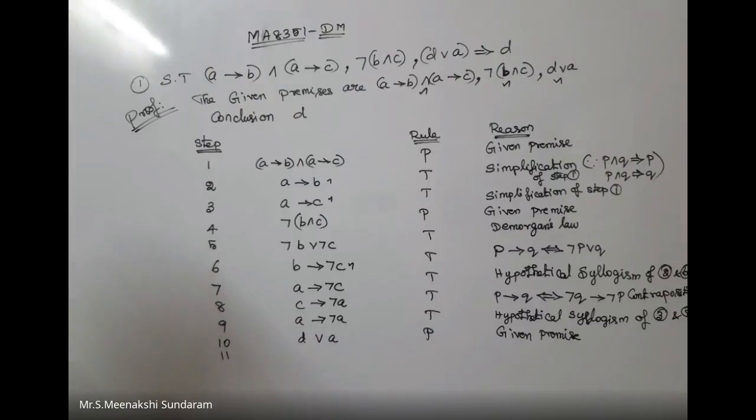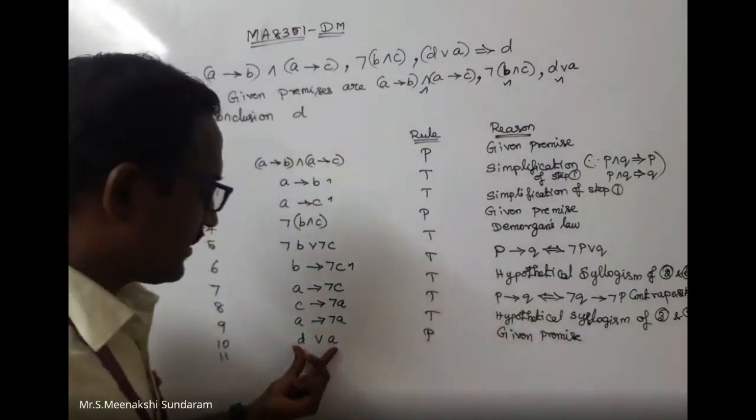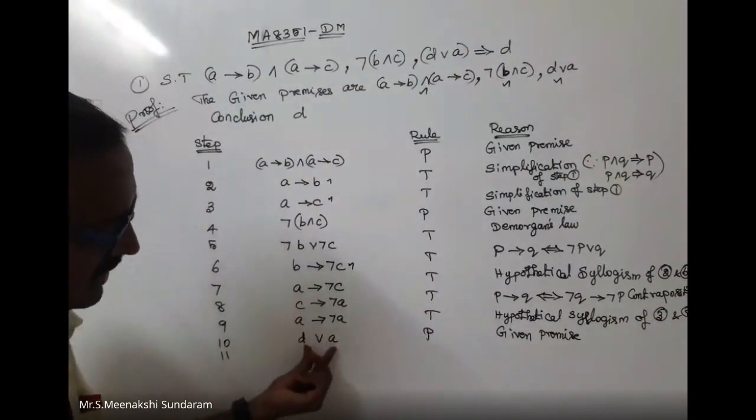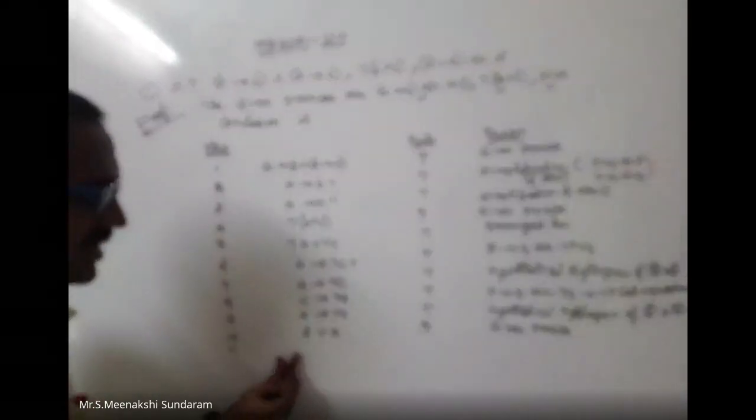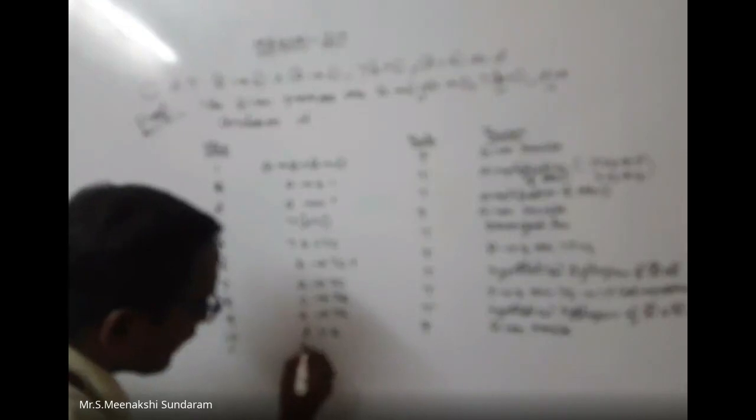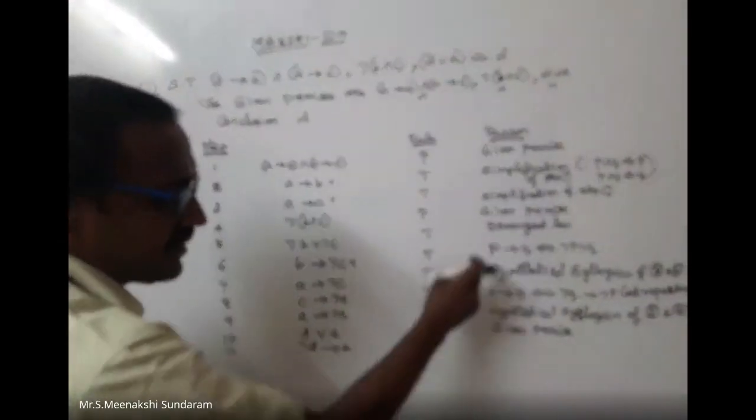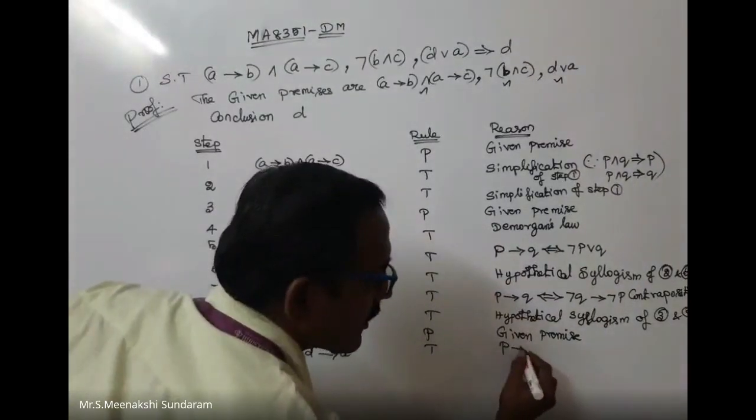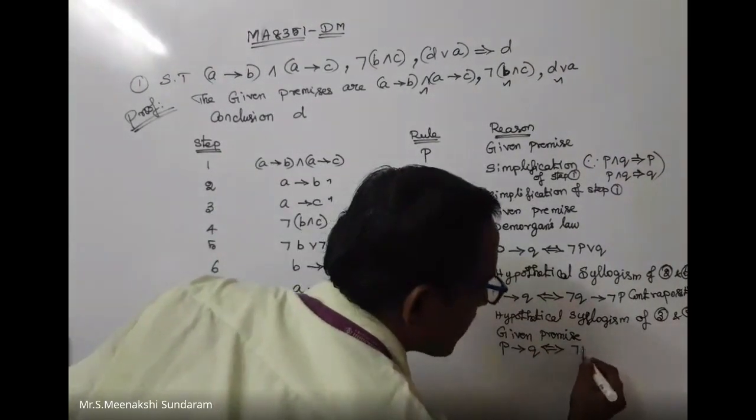Negation of D tends to... Either I can write the term D alone, or I can write the negation of D tends to A. We can write negation of D tends to A. That is rule T. Apply this formula: conditional as disjunction, or logical equivalence.